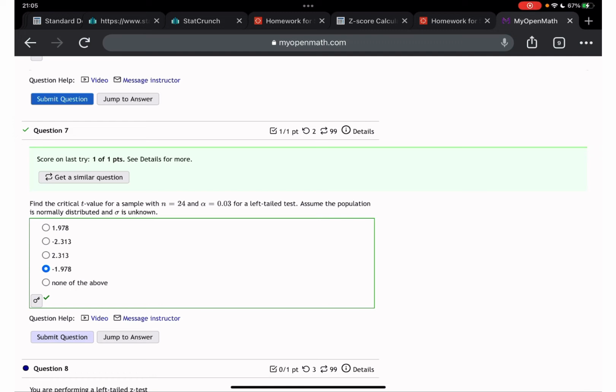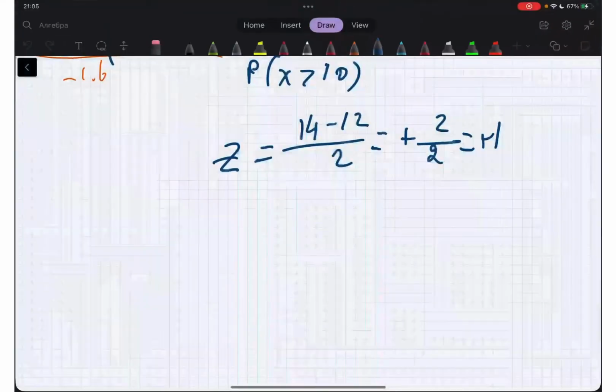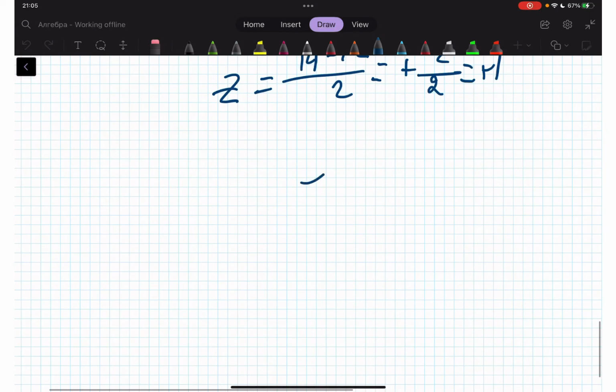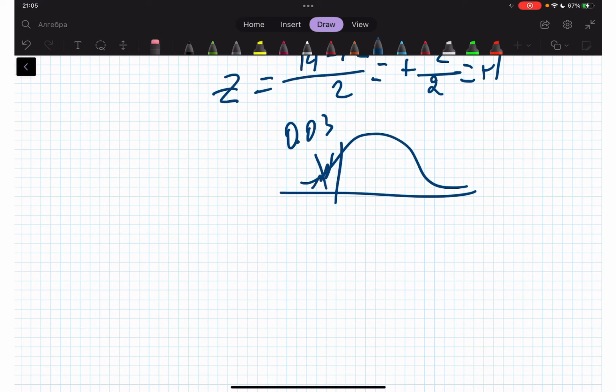Now, here is the thing. Let me explain something. Because we had left tail, right, which is going to be here, 0.03, and the z-score is going to be negative here. But if it said to the right, 0.03, then I would have it here, and this area would be 0.03, but the z-score would be positive. In this case, the easiest way would be to find 0.03 to the left, okay? And then just flip the sign.